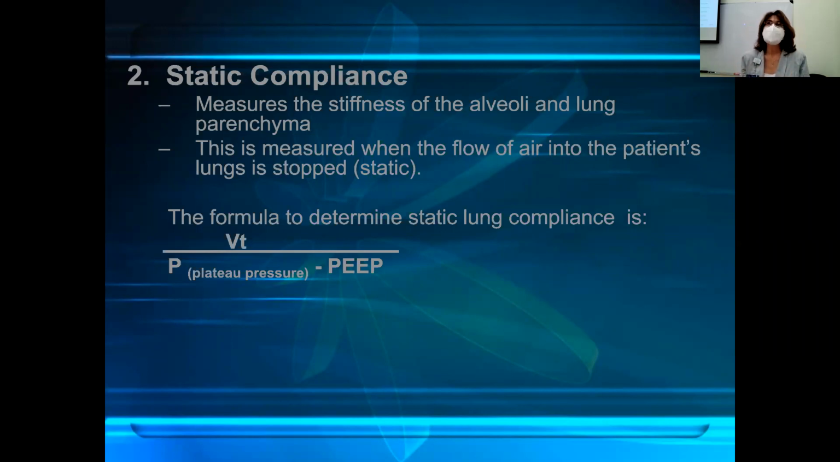So typically you might see pressure building up during inspiration of 30 centimeters of water. And then you press the inspiratory hold, the breath hold activates, and you'll see 20 centimeters of water. So the plateau pressure will be lower than the peak inspiratory pressure.